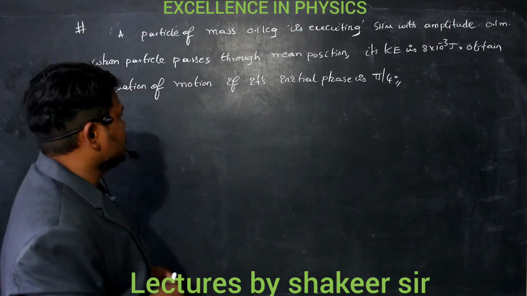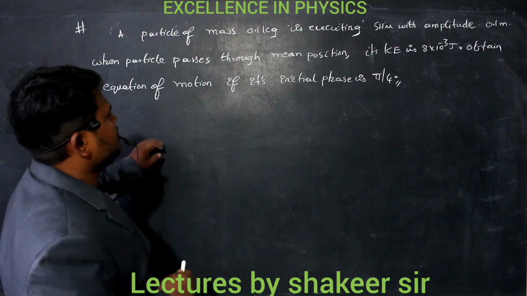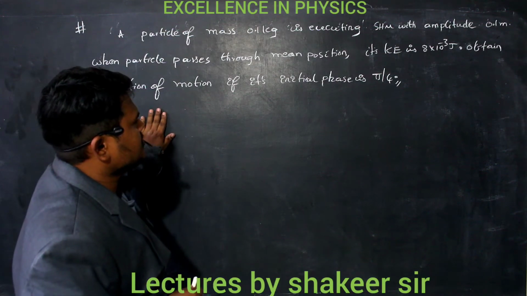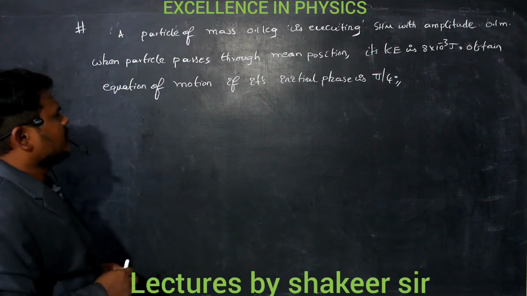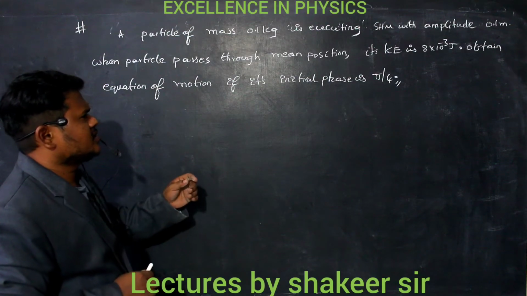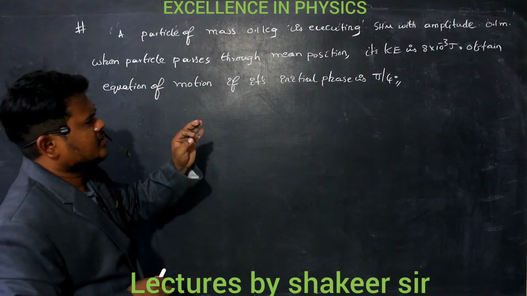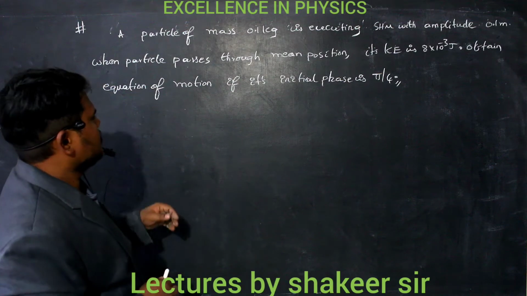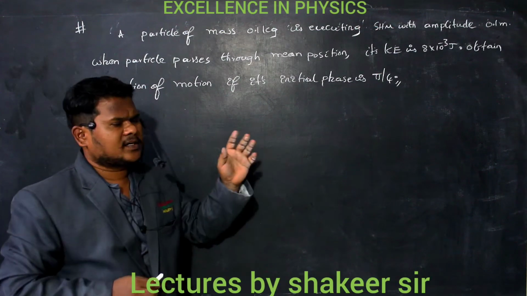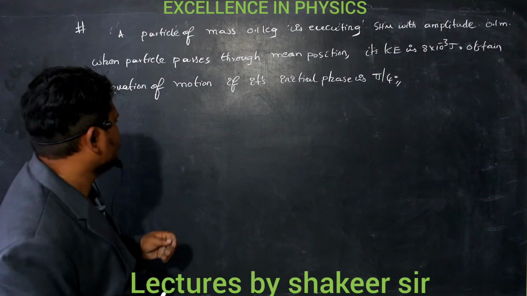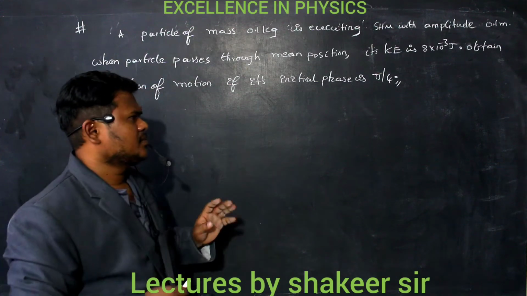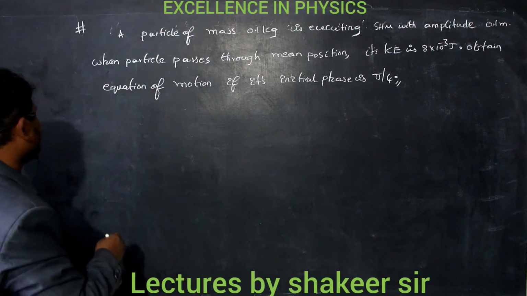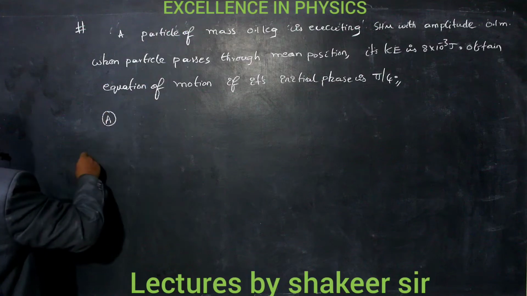Now let us see this question. A particle of mass 0.1 kg is executing SHM with an amplitude of 0.1 meter. When the particle passes through the mean position, its kinetic energy is 8 × 10^-3 joules. So this is the kinetic energy when the particle is passing through the mean position. Obtain the equation of motion if its initial phase is π/4. Clear? So let us see how we can write this equation.